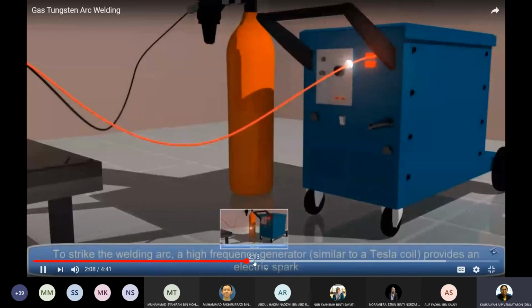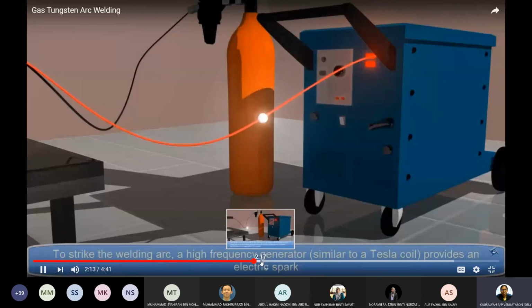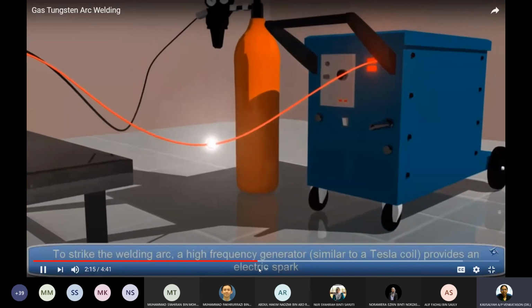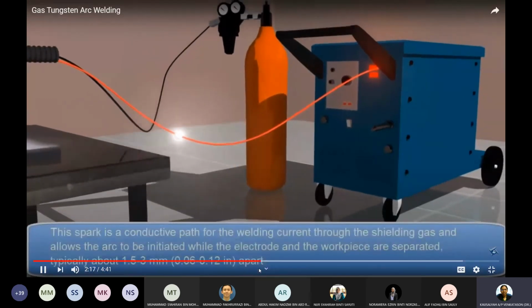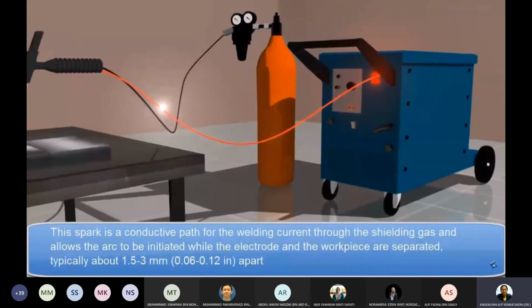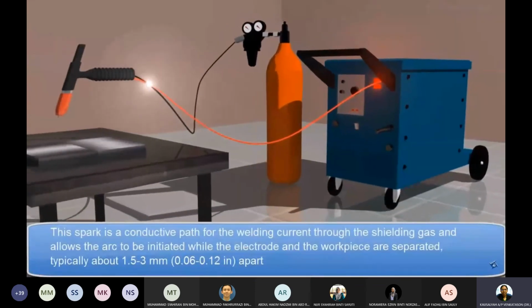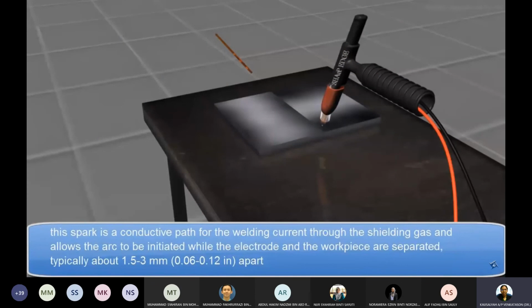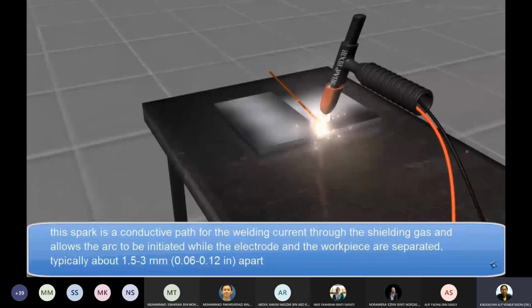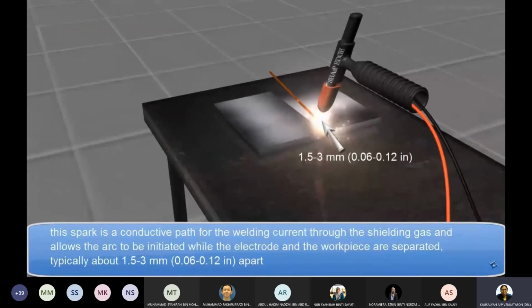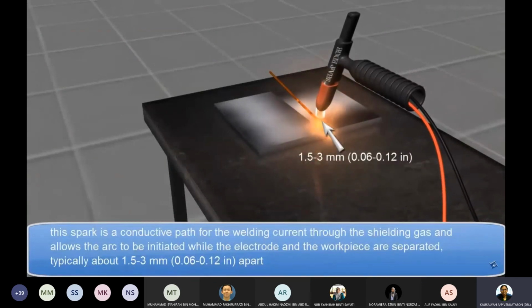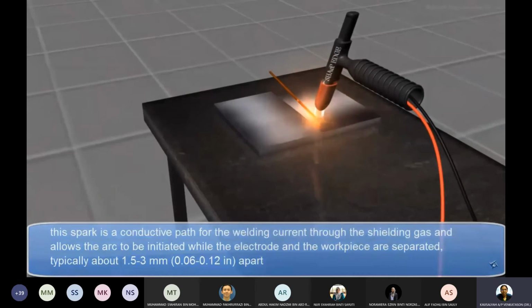To strike the welding arc, a high-frequency generator, similar to a Tesla coil, provides an electric spark. This spark is a conductive path for the welding current through the shielding gas and allows the arc to be initiated while the electrode and the workpiece are separated, typically about 1.5 to 3 millimeters, that is somewhere around 0.06 to 0.12 inches apart.